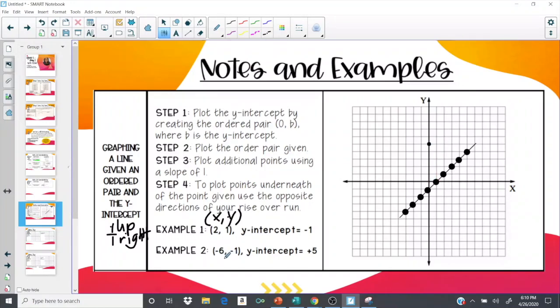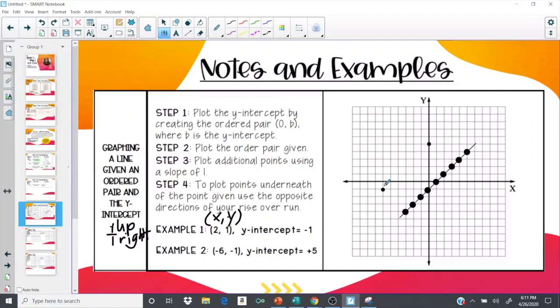Then you are going to plot the point (-6, -1). Go back to the origin. -6 will be 6 units to the left. 1, 2, 3, 4, 5, 6 on the x-axis going left. And then -1 will be 1 unit down on the y-axis.